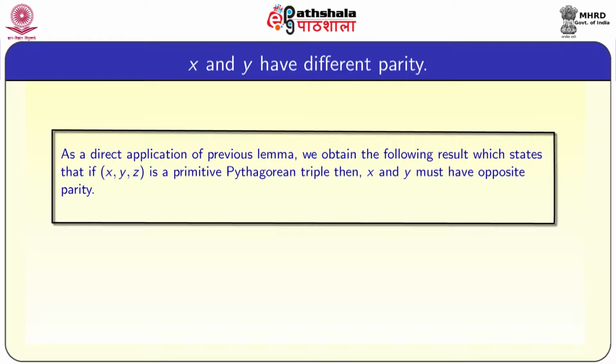Now, another interesting property of primitive Pythagorean triples is that x and y have different parity. That means, once we fix x squared plus y squared equal to z squared, then x and y have different parity whenever we are looking for primitive Pythagorean triples. This is very direct. As a direct application of the previous result, we obtain the following: if x, y, z is a primitive Pythagorean triple, then x and y must have different parity.